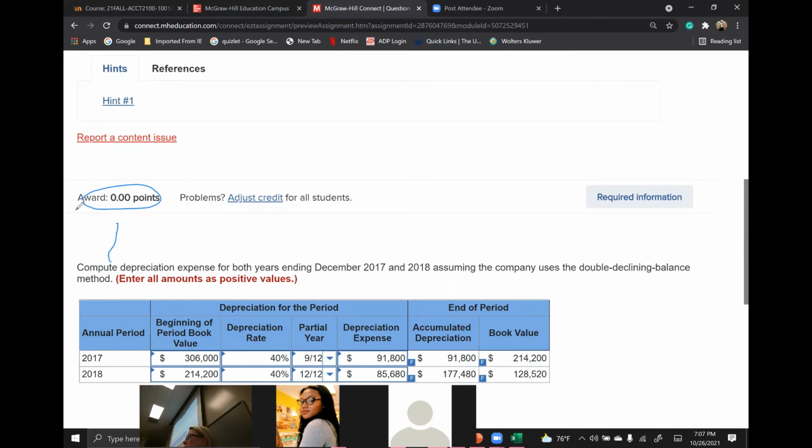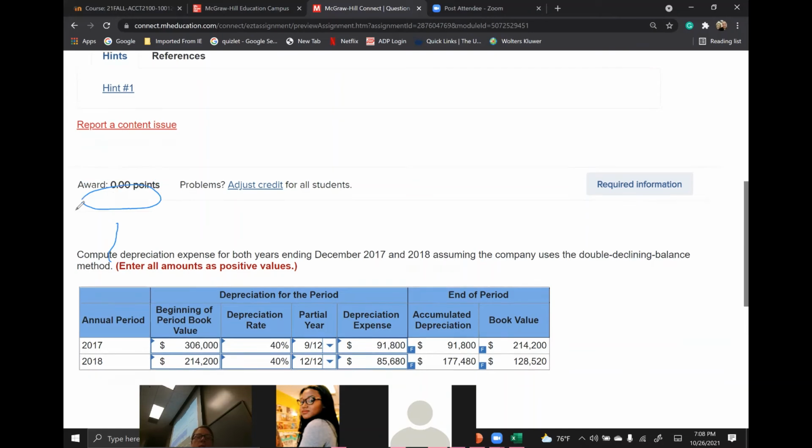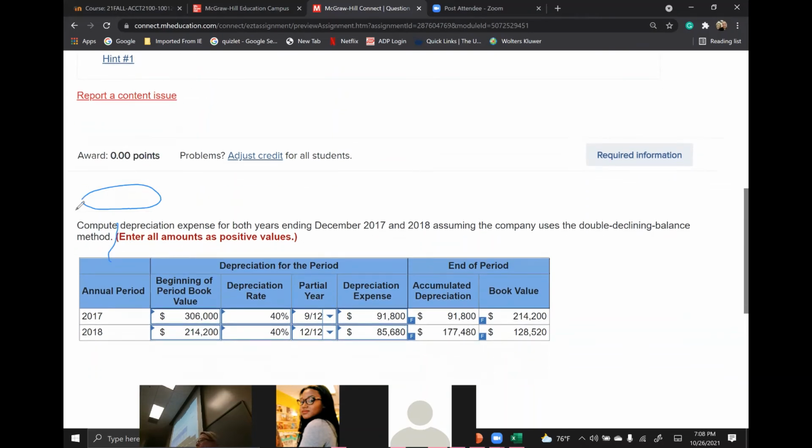So I reduced the 306,000 by that amount. My new book value is 214,200. That's what I'm going to use to calculate out the next year 40%. So I have 214,200 times the 40% for the whole year. Depreciation is 85,680.